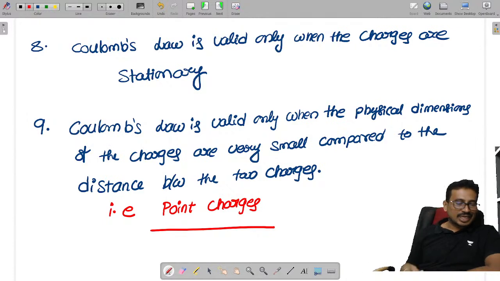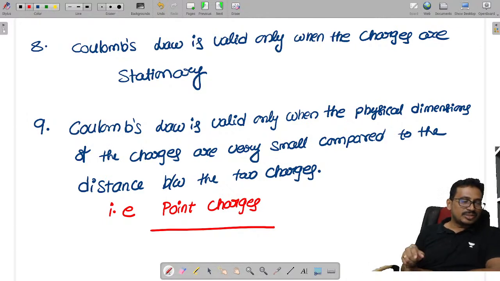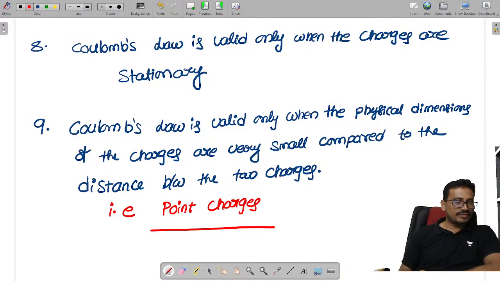Coulomb's law is valid for a static electric field. So what does static electric field mean? Charges must be at rest only. It is valid for a static field.